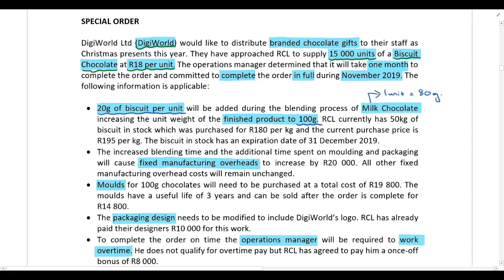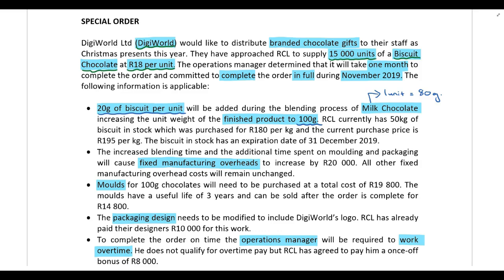We know it's going to take 1 month for them to complete the order, and the order will be completed in full during November 2019. All right, so let's go through the applicable information over here. First, we know that 20 grams of biscuit per unit is going to be added during the blending process of milk chocolate, which will increase the unit weight of the finished product to 100 grams.